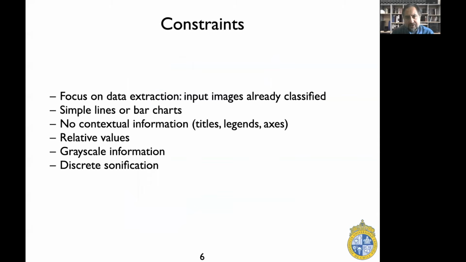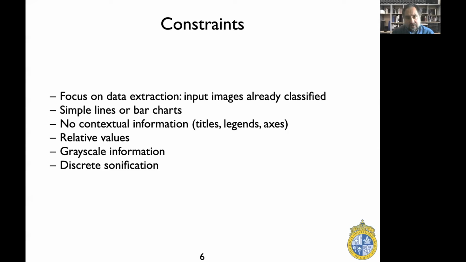Of course, we have some constraints that we impose on our solution. So for now, we're focusing only on data extraction. This means that our input images are already classified as a bar chart or a line chart. We don't do classification here. One of the reasons is that this is a very well-researched problem, and there are a lot of approaches that work for classifying bar charts and line charts. So we're focusing on data extraction. We are also focusing on simple single lines or simple bar charts with no stacked bars or anything like that. We don't take into consideration contextual information like titles, legends, axes, etc.